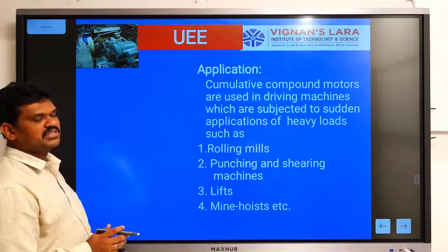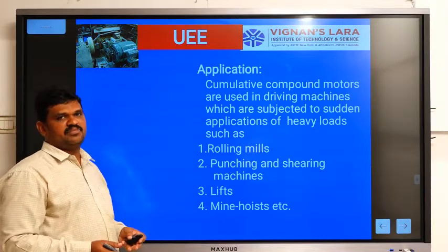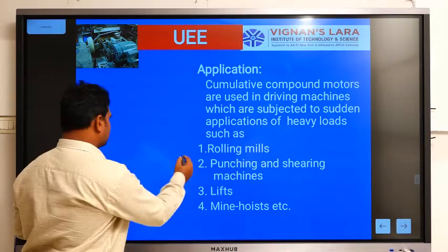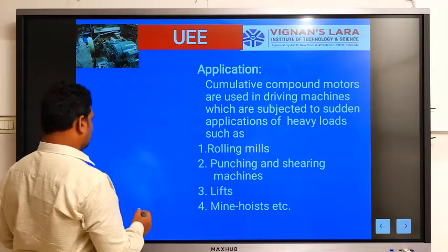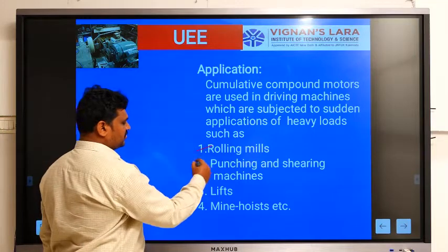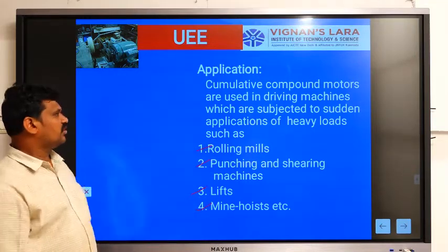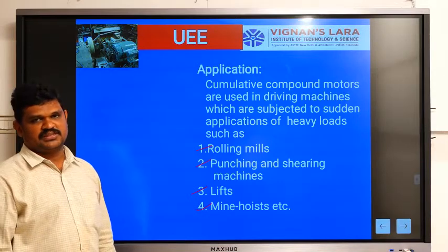Normally in these compound machines, we use the cumulative compound machine more than the differential compound. In rolling mills, punching machines, lifts, and mine hoists, we use the cumulative compound machines.